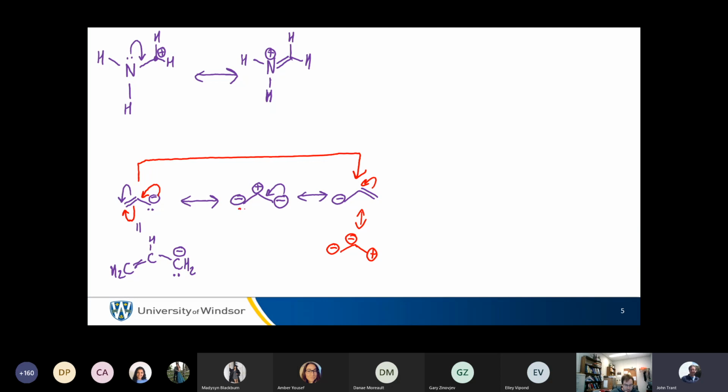Yes, it would, if I'm drawing in all the lone pairs, and you're right, I probably should. You don't need to draw in the lone pairs, Drake, on the carbon. The negative charge implies it, but thank you for that. I should be drawing them in right now, just to be clear.